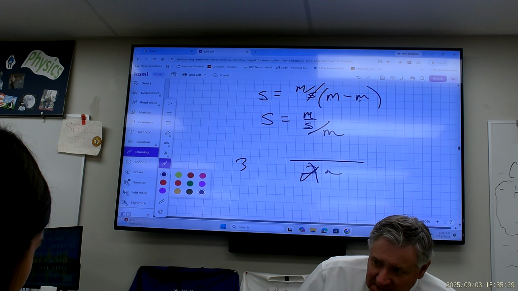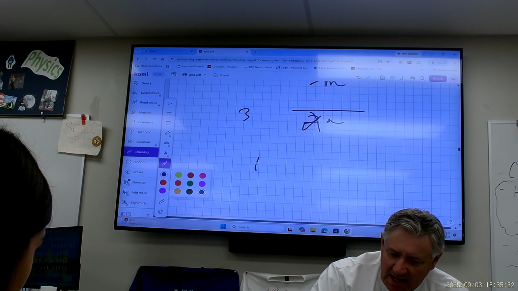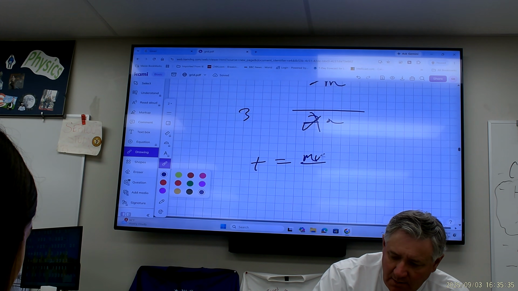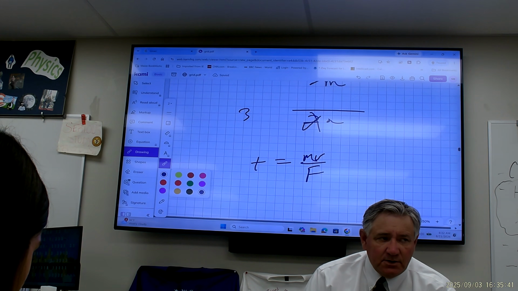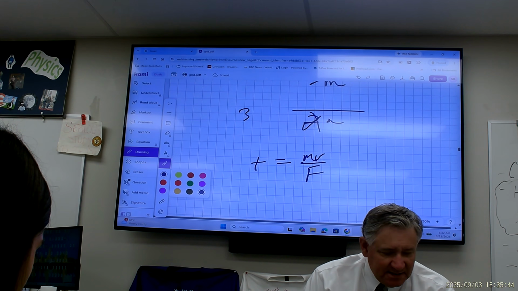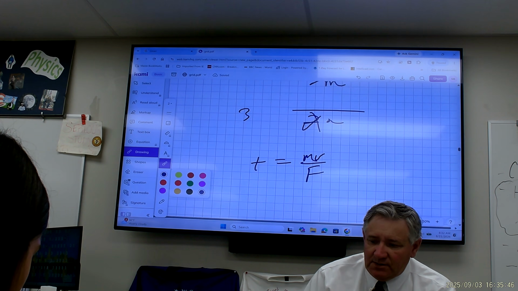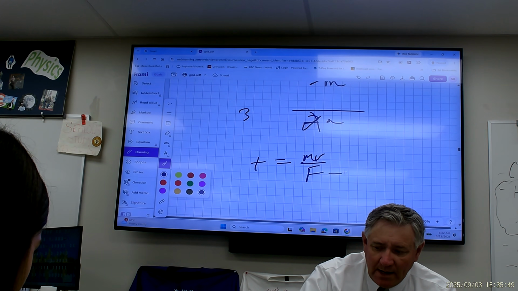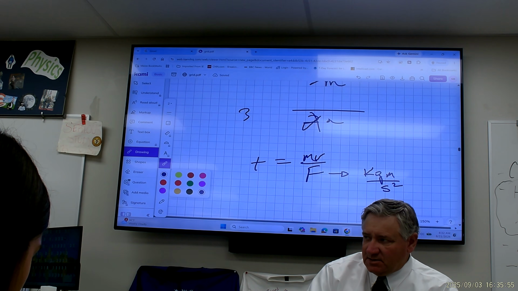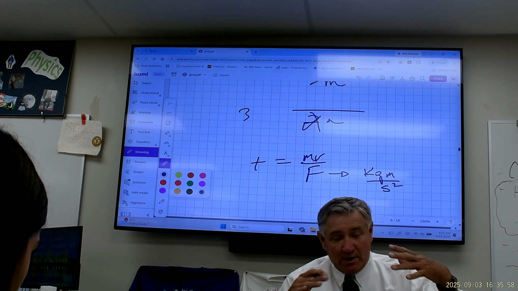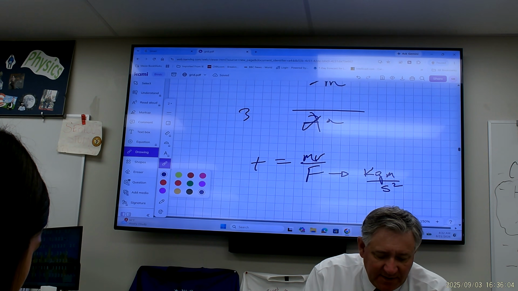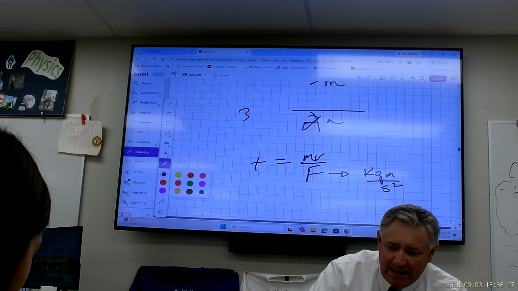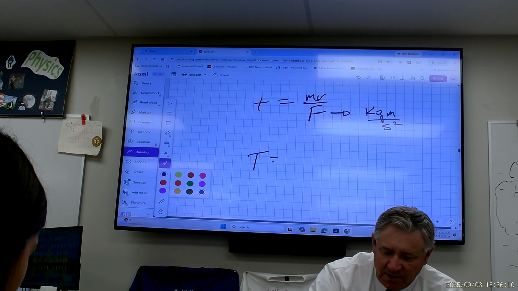When you get down to number 7, you have time equals mv over force. On number 7, do not put newtons, okay? That is just going to lead you to pain and suffering if you put in newtons. On number 7, what I would recommend on that force is to put in kilograms meters per second squared. Okay? And then I would multiply right away by that reciprocal because you have that big ugly thing underneath.